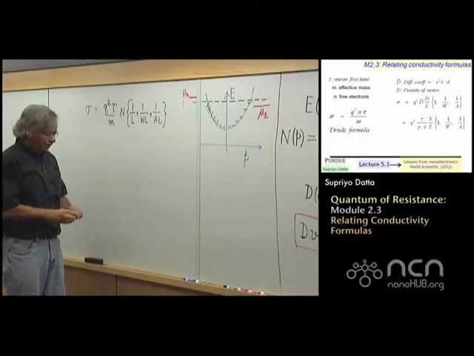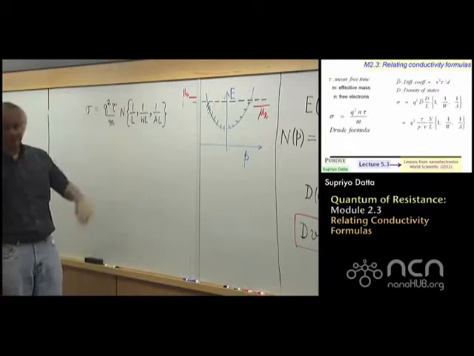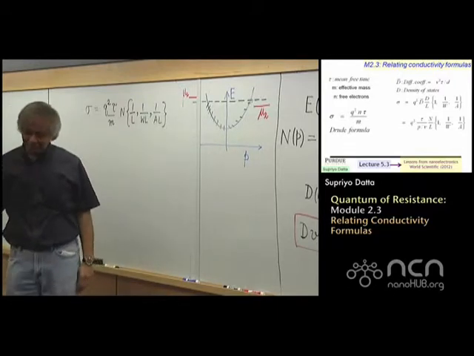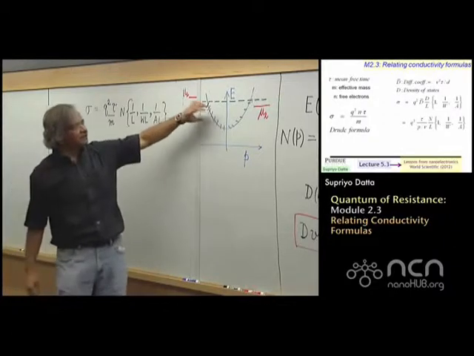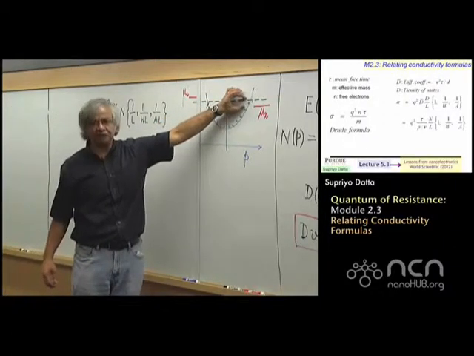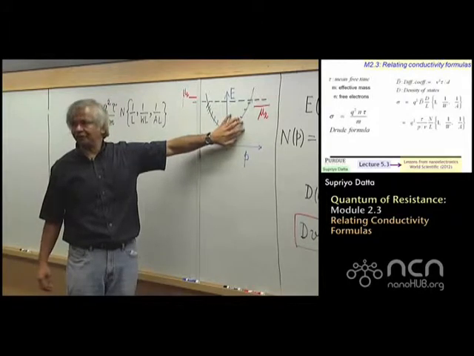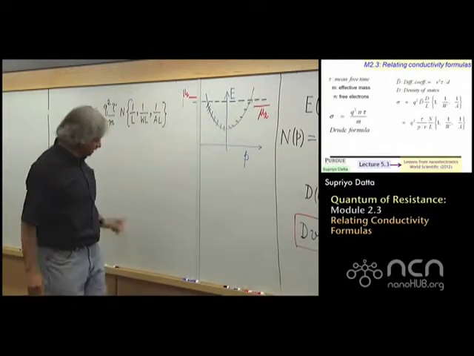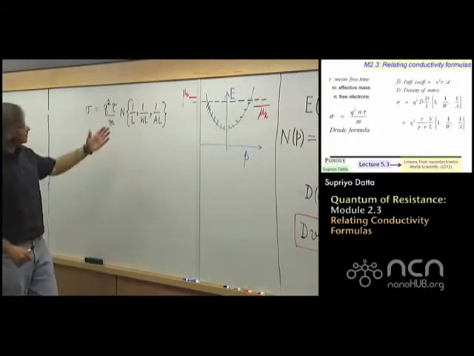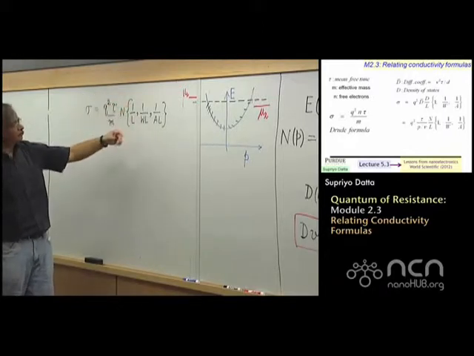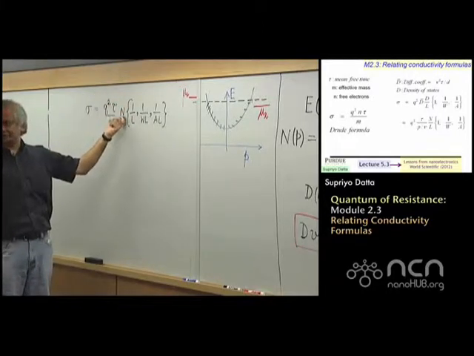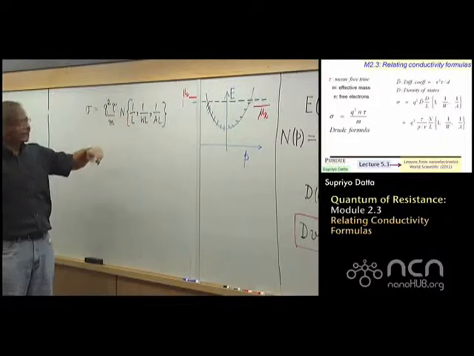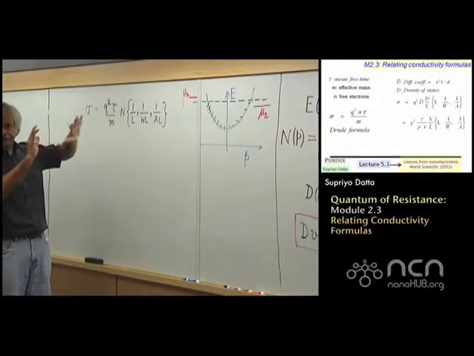Now, this is a rather different view though, because one of the things I insisted right in the beginning is that current flow only depends on the electrons in this energy window. Things down here don't really matter. On the other hand, this approach tells you that current flow depends on the total number of electrons. And that looks like a very different thing.